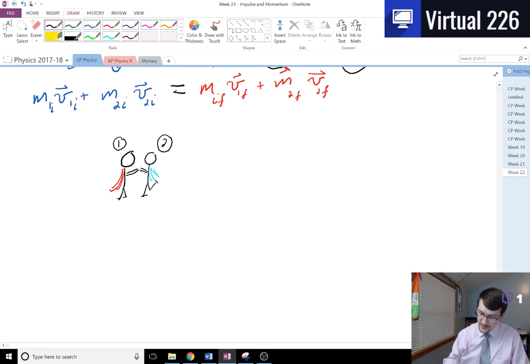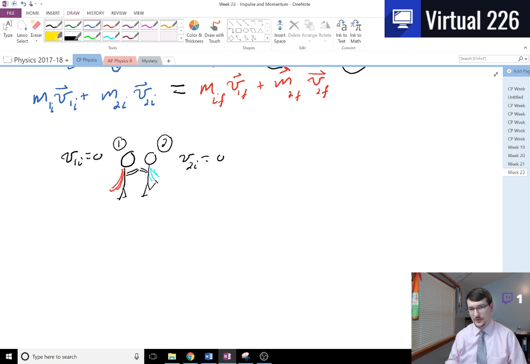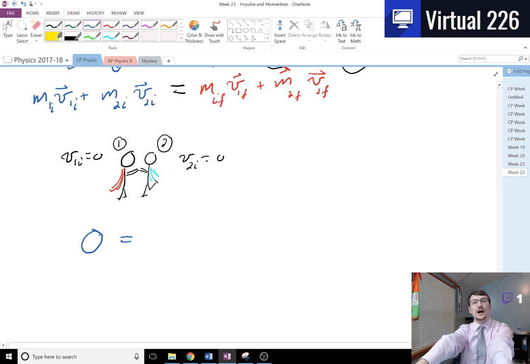If both of their initial velocities are 0, then everything on the left side of this equation, m times 0 plus m times 0, is 0. Cool. That has to equal, after they push off, all of the final information. Now, let's give these people some masses.